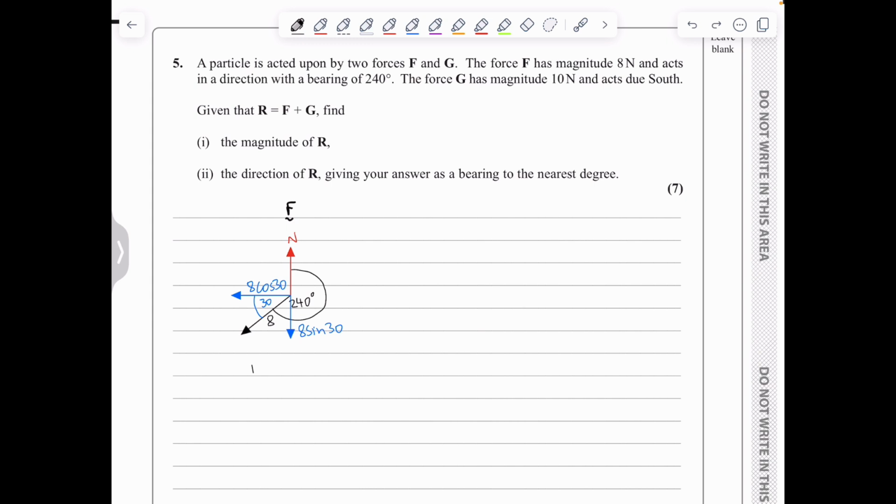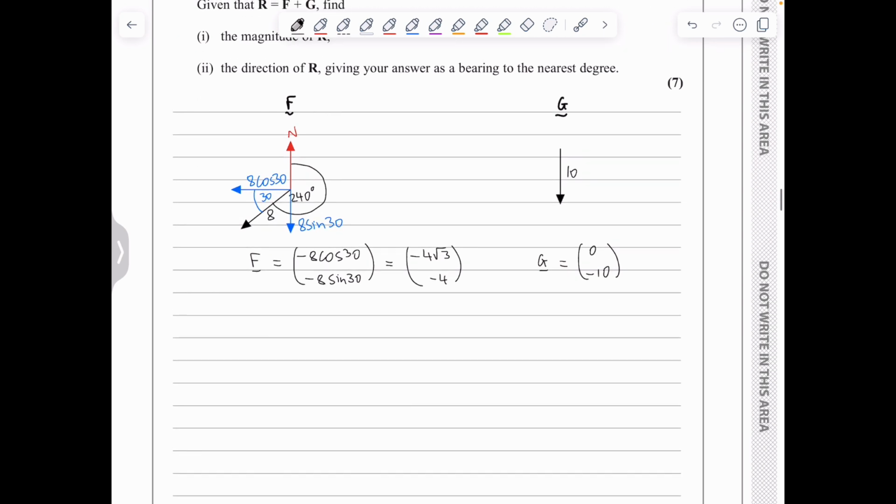This means that the force F can be written in column form as (minus 8 cos 30, minus 8 sin 30). The negatives indicate movement to the left and downwards. This simplifies to (minus 4 root 3, negative 4). Whereas for the force G, the situation is a lot simpler. We just have 10 newtons acting downwards, and therefore we simply have that G is (0, negative 10), and therefore we can proceed in order to find R and then find its magnitude.